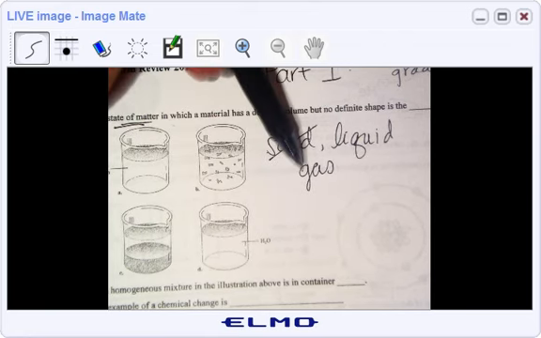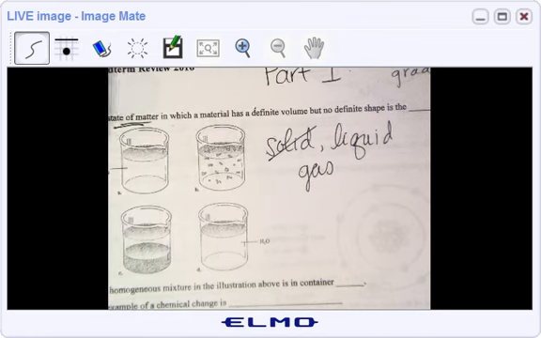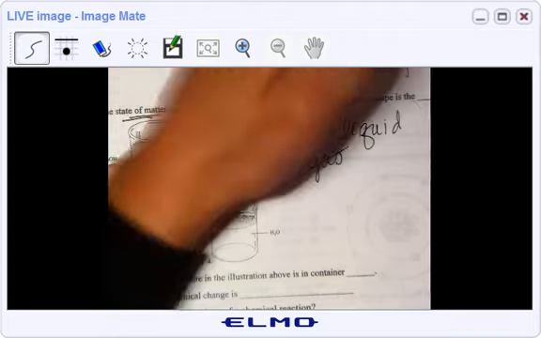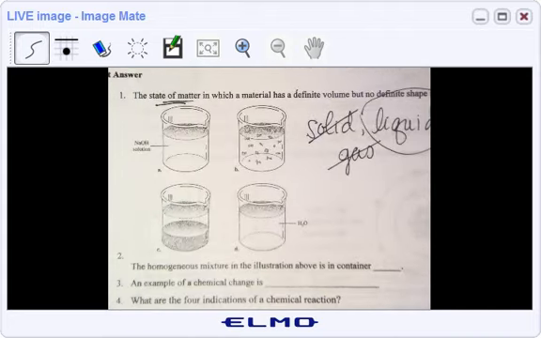A gas, a definite volume. Gas does not have a definite volume. Gas will fill up whatever space it's in. So gas is out. Therefore, the answer is liquid. And that was for number 1.